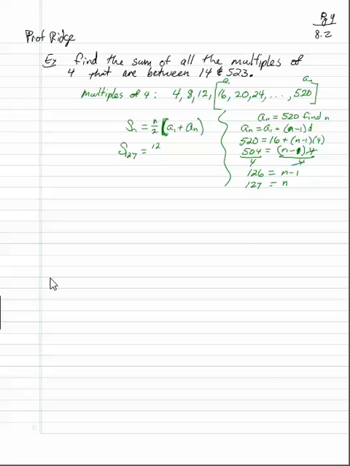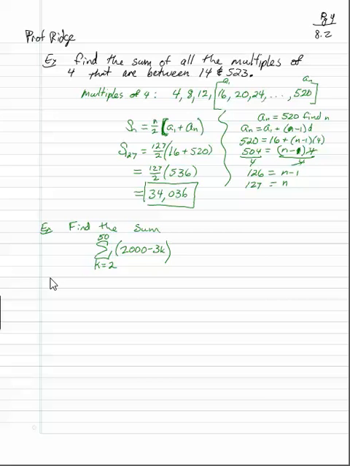And we plug it into our formula, and look, we've got an odd number here, but we don't care. 16 plus 520, so that's 127 halves times 536, or 127 times 536 divided by 2, and that gets you 34,036.